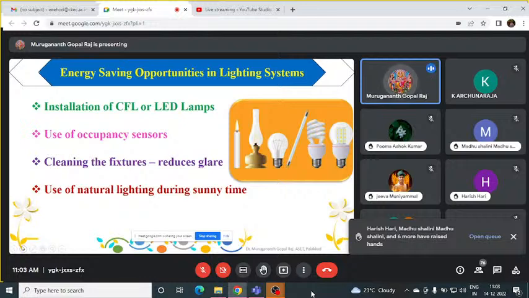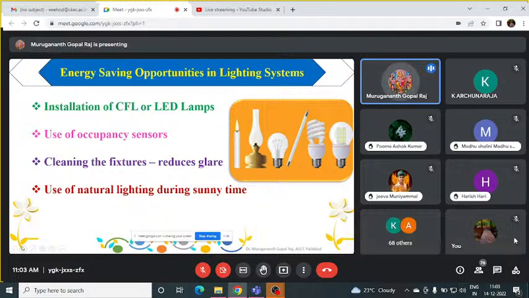With occupancy sensors, only when the room is occupied by a person, the fan and light will be on, that too in the necessary area. In the remaining area, they can be switched off. In that way, we can conserve more energy with the help of occupancy sensors.